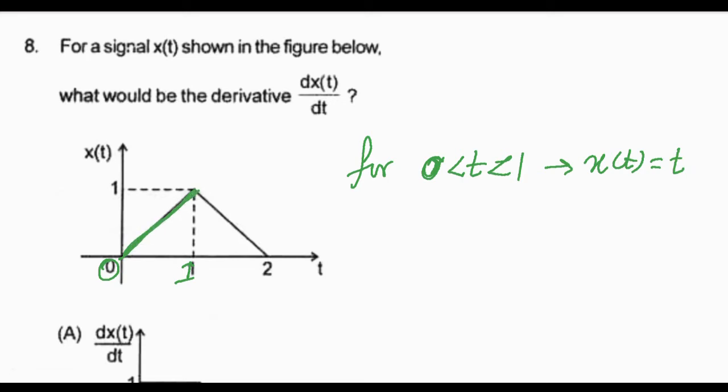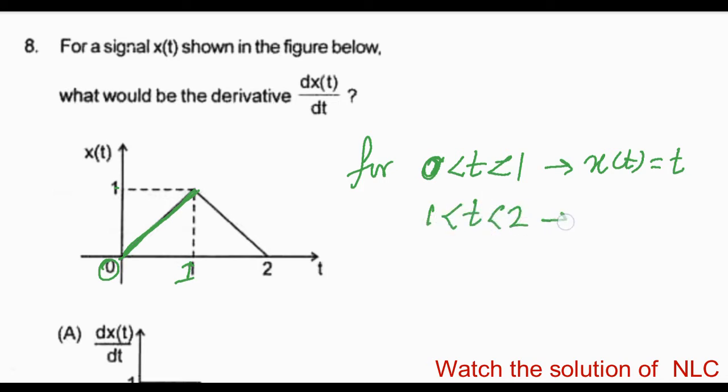Why is the slope 1? The slope formula is generally (y2 minus y1) by (x2 minus x1). This is 2D geometry from 12th class. So here we are getting the slope as 1, and for t from 1 to 2, what will the x(t) value? x(t) is minus t, because here the slope is minus 1.